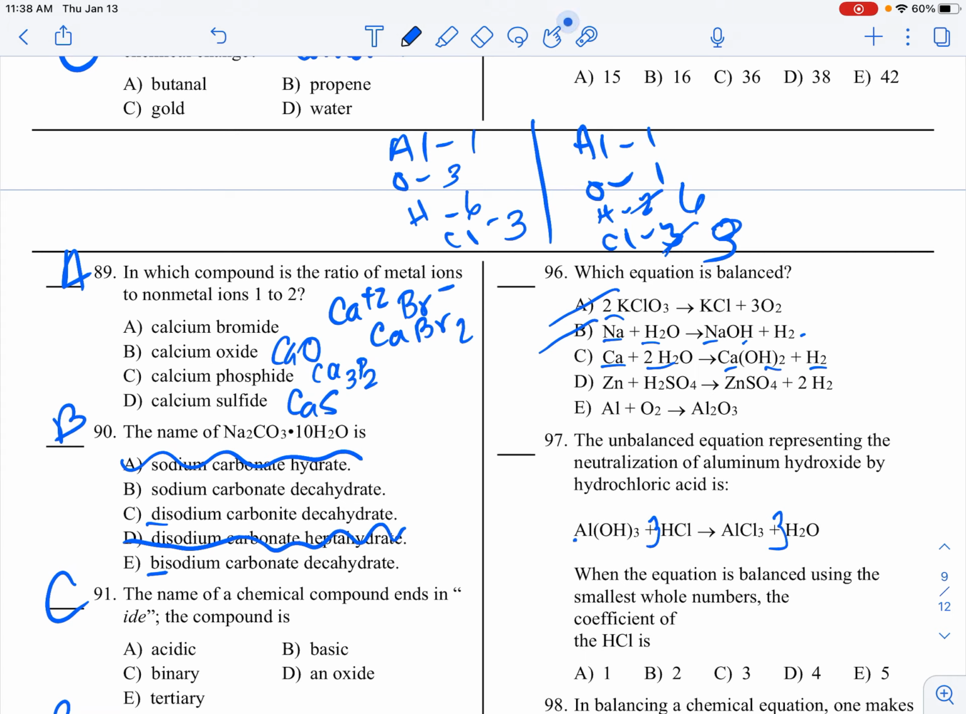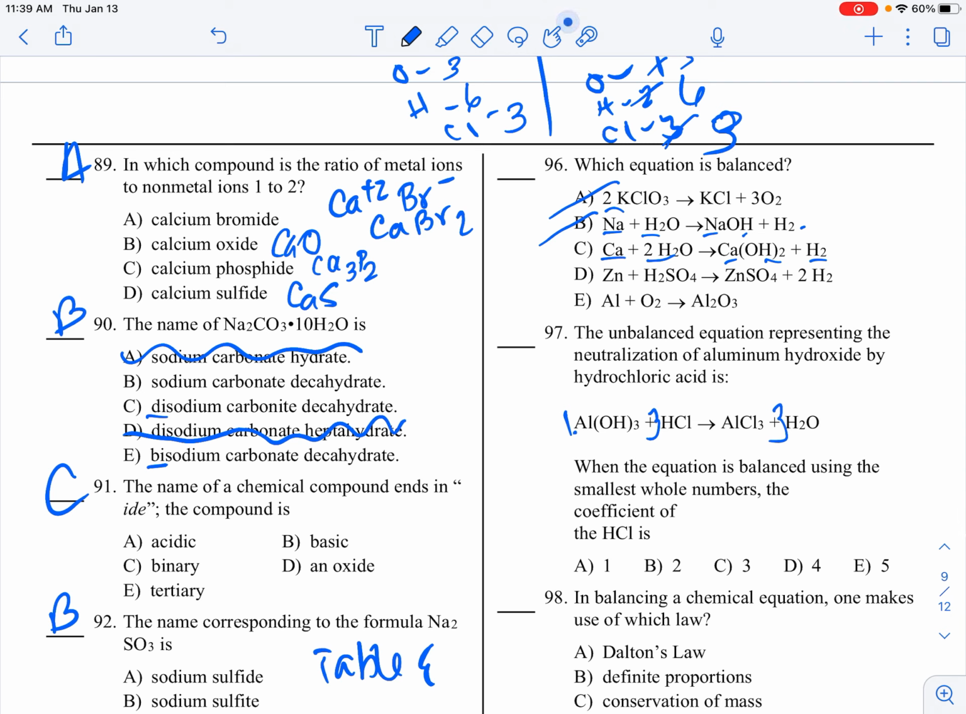Yes. Darn it. No. Oh, wait, this is here. Yes, that's it. So 1, 3, 1, 3. So hydrogen chloride is going to be a 3. Hey, it even takes me a while to do this.